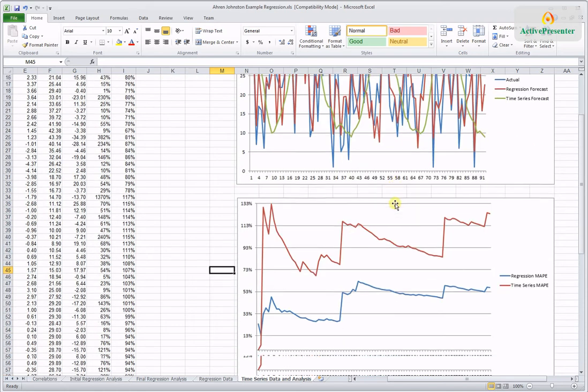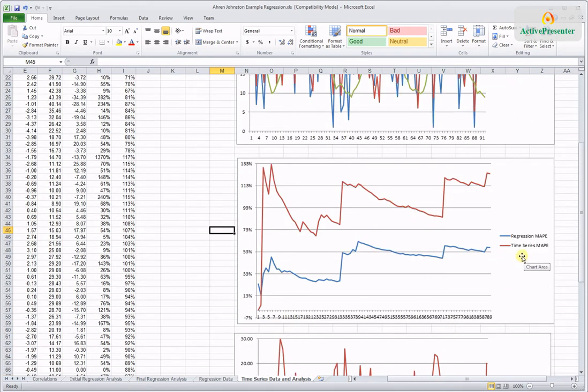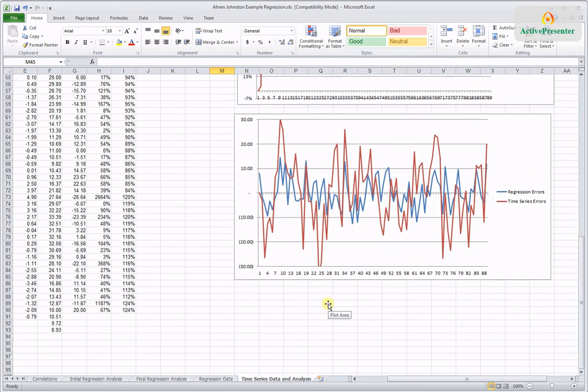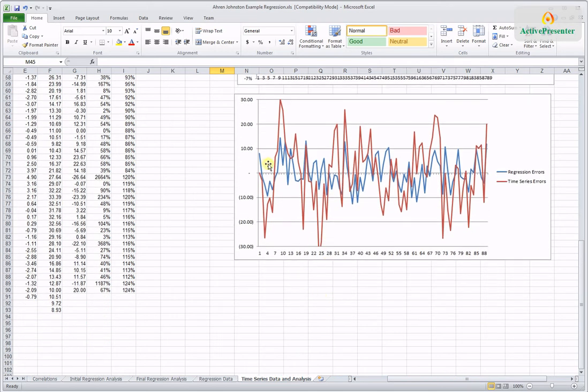The next thing we could do is look at the mean absolute percent error of both forecasting techniques. Here, blue is regression. You can see is much lower than the red from the time series. So based on this chart, we would also say that regression analysis is the better forecasting technique. And then finally, I didn't ask for this in homework, but another way to look at this, which might be a good idea, is to look at the actual forecast error, or you could look at the absolute percent errors.